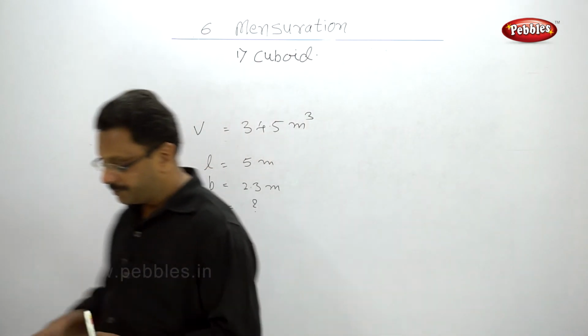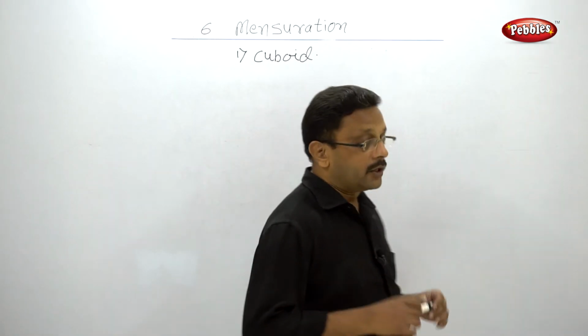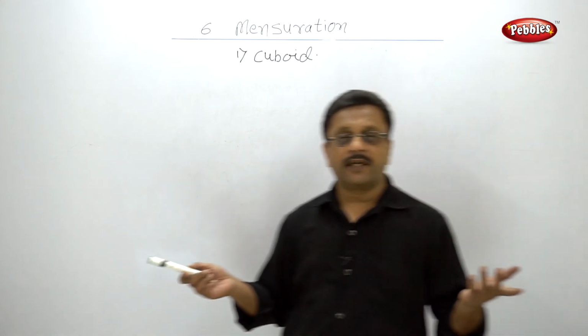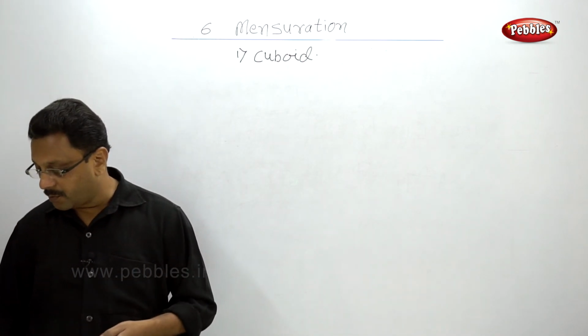Let us go ahead. Find the total surface area of a cube with the side 9 centimeter. You already know what is the total surface area of the cube. Side is 9 centimeter. Substitute in the formula and you will get the answer. Find the volume of a cube with the side 5.2 meters. Again simple.